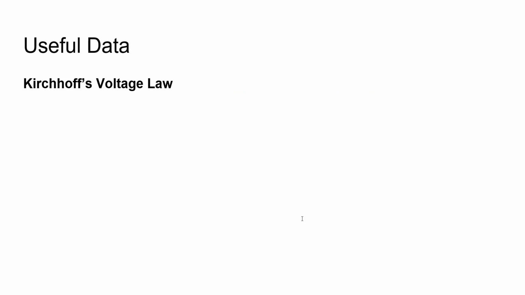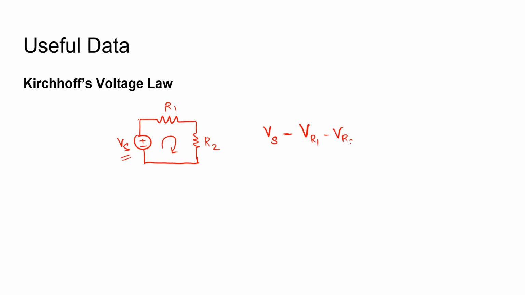Let's have a look at the basic concept of Kirchhoff's laws before solving this problem. Consider a loop with two elements R1 and R2 which is supplied by a source Vs. According to Kirchhoff's voltage law, in a closed loop, the algebraic sum of the voltages of all the elements is 0. So Vs minus the voltage across R1 minus the voltage across R2 is 0.